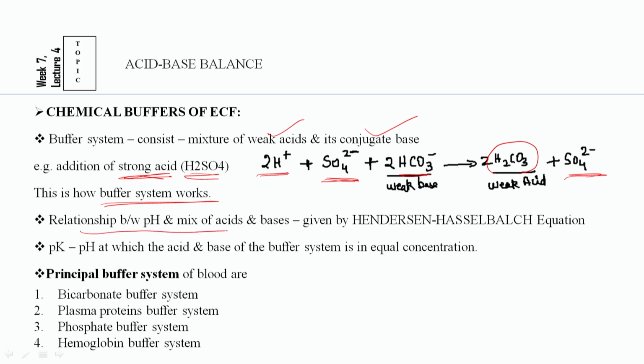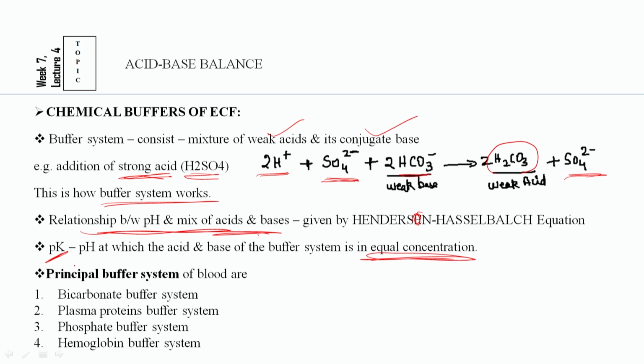So the relationship between the pH and the mixture of acids and bases is given by the Henderson-Hasselbalch equation, right? Next, an important terminology you need to understand in acid-base balance is the pK of any system. pK is nothing but the pH at which the acid and base of the buffer system are in equal concentration. So the point at which the acid and base in a buffer system are equal, that pH you can call the pK of that buffer system.